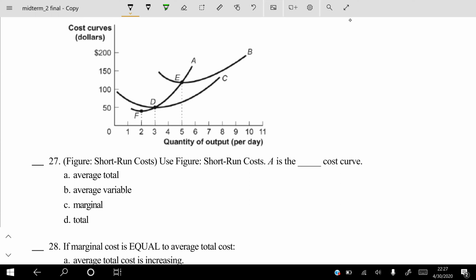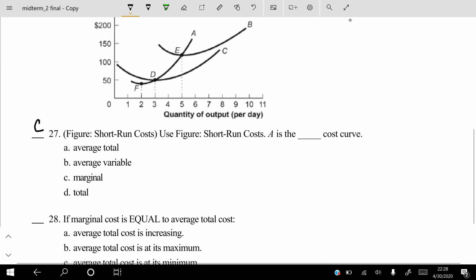A is the blank cost curve. So which one are we dealing with here? Is it average total, average variable, marginal, or total? And it is the marginal. So it looks like C, this one is average variable cost, average total cost, and marginal cost.